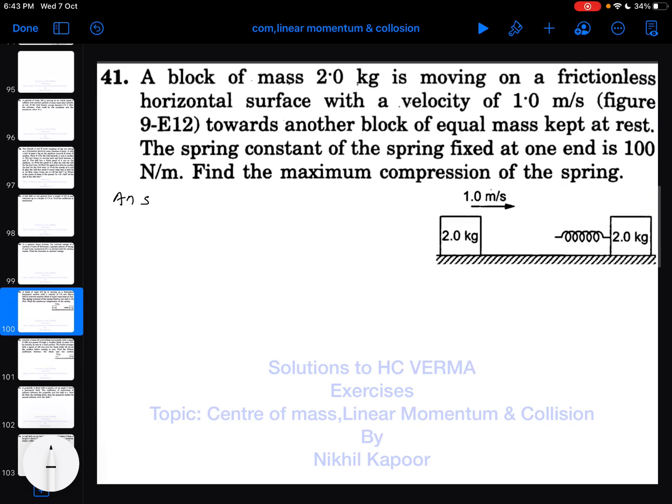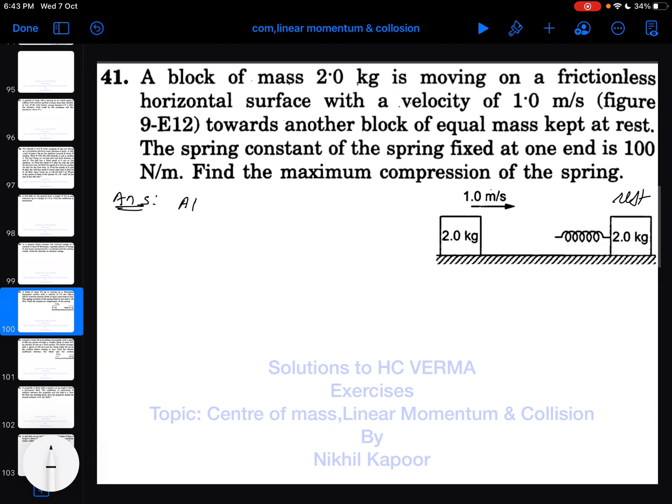So let's start with the 41st example. And what is said in this example? A block of mass 2 kg is moving on a frictionless horizontal surface with a velocity 1 meter per second as shown in figure towards another block of equal mass which is at rest. So this particular mass is at rest. The spring constant of the spring is 100 Newton per meter. We have to find maximum compression.